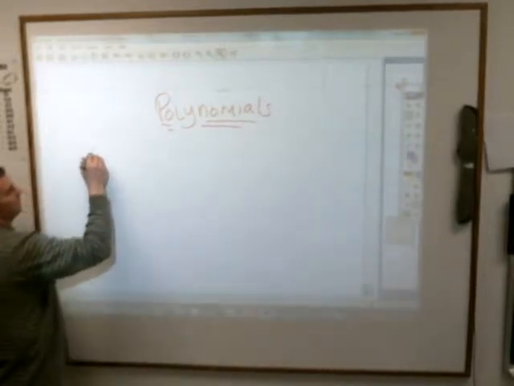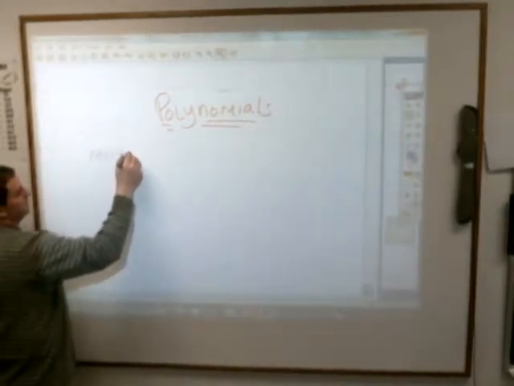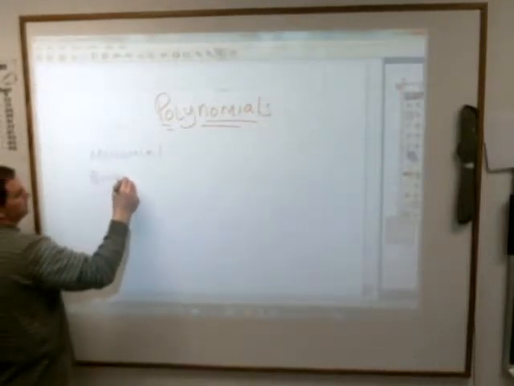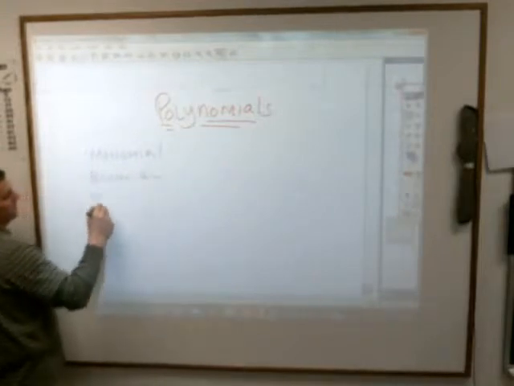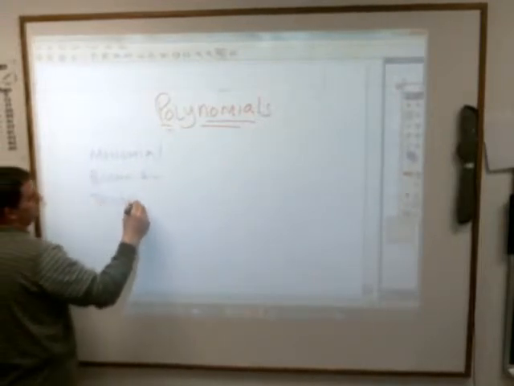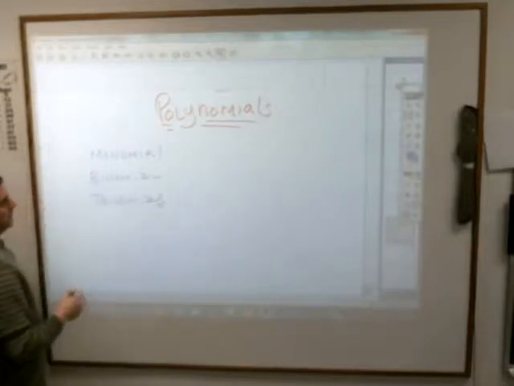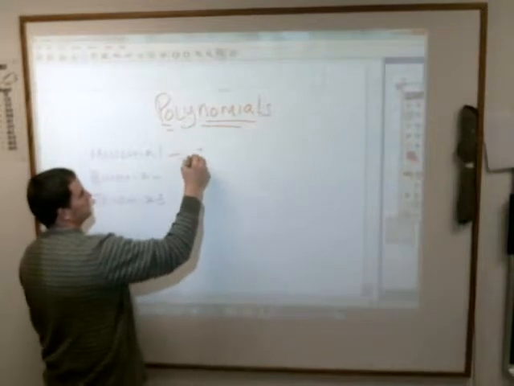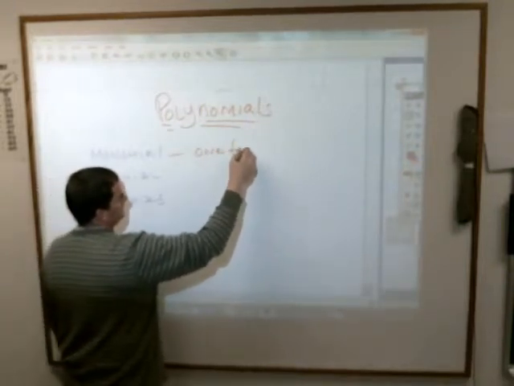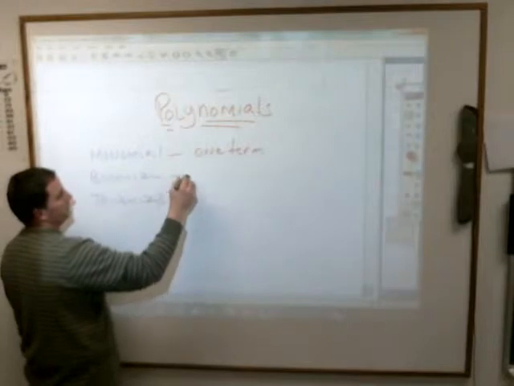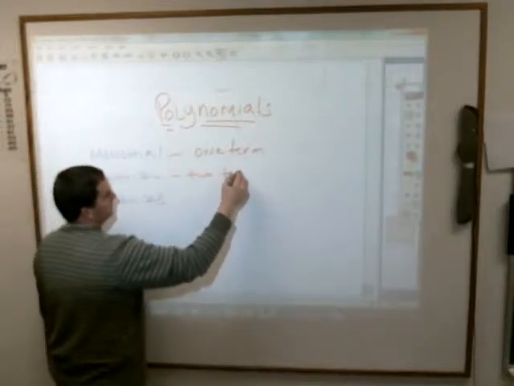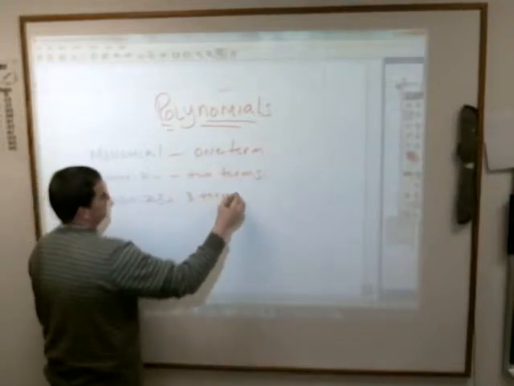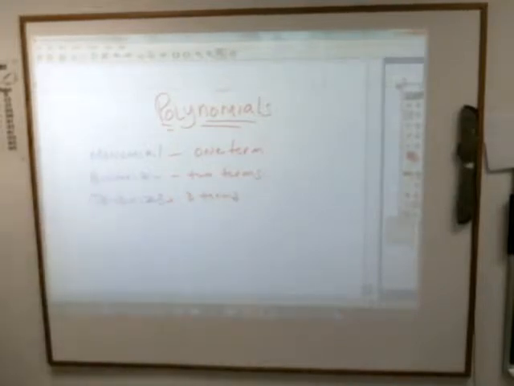We've talked about, let's just write this down, a monomial, a binomial, and we talked about trinomials. It's simply just like the prefix of these things. Say a monomial is just a one-term thing. A binomial we talked about is two terms. And a trinomial is three terms. So that's just kind of definitions of what those things are.